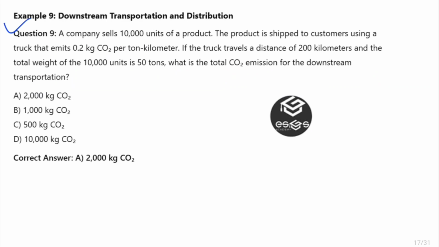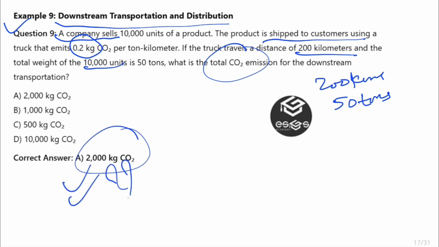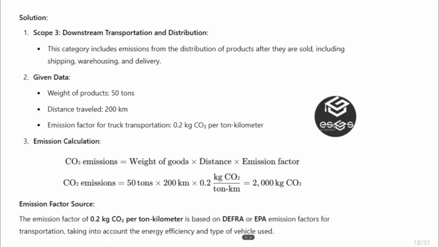Another example is related to downstream transportation and distribution. There is a company selling 10,000 units of a product, and this product is being shipped to customers using a truck that emits 0.2 kg CO2 per ton kilometer. If the truck travels a distance of, let's say, 200 kilometers, and the total weight of the 10,000 units is 50 tons, what will be the total CO2 emissions for this downstream transportation? The answer is 2000 kg CO2. But how does this answer come? Let us see the solution.